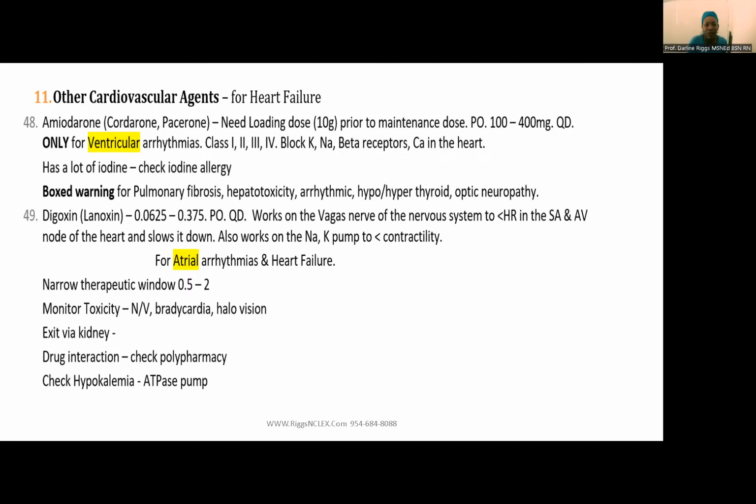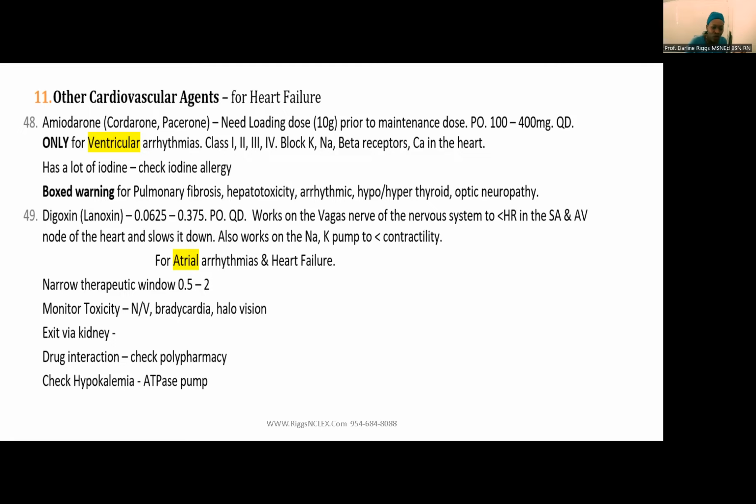Okay, to slow it down. Works on the sodium potassium pump to decrease how hard the heart works. You see how that will cause the heart to work better and not harder. We talked about them when we talked about the atrial arrhythmias and the heart failure. We talked about the digoxin. We talked about you memorizing the therapeutic range for DIG. Sorry, but yes, you already committed this to memory.